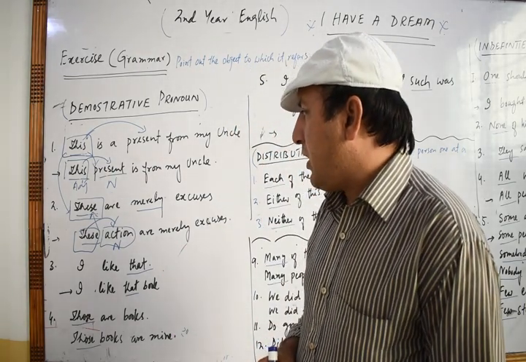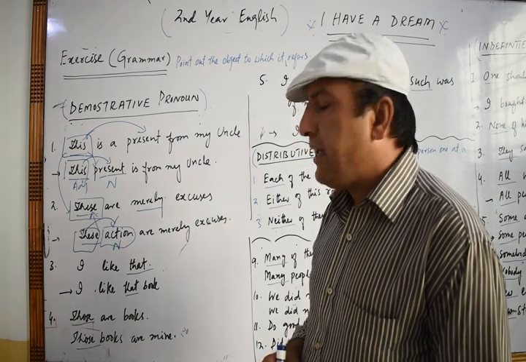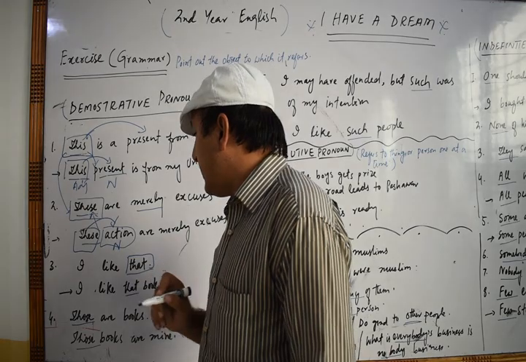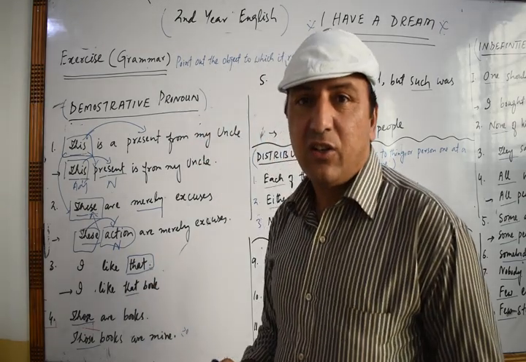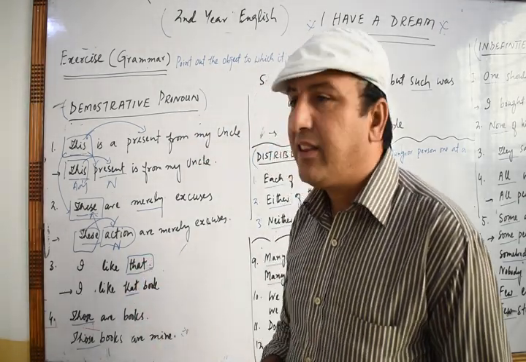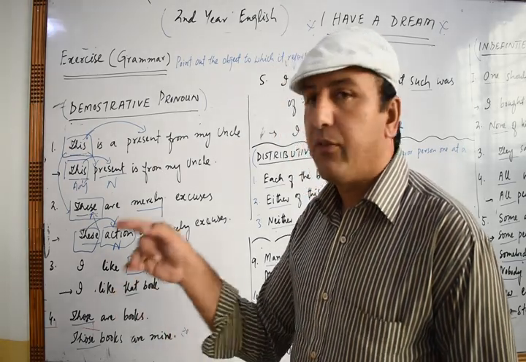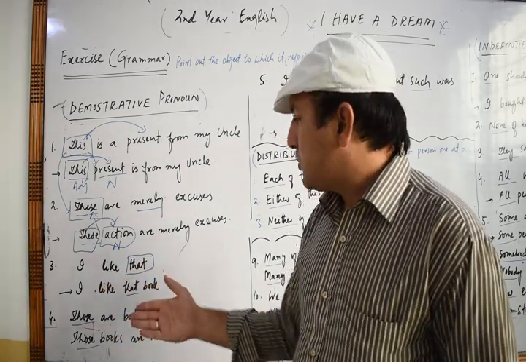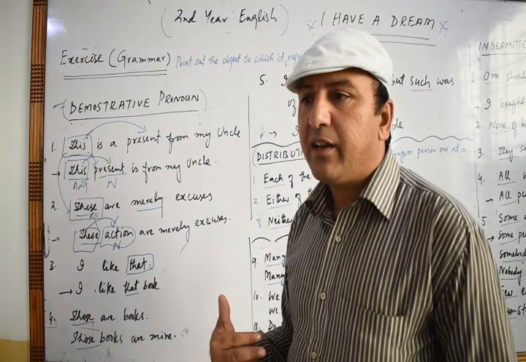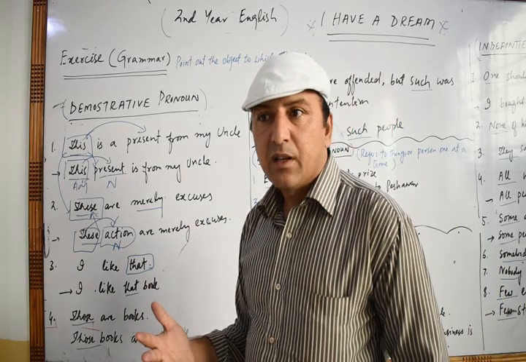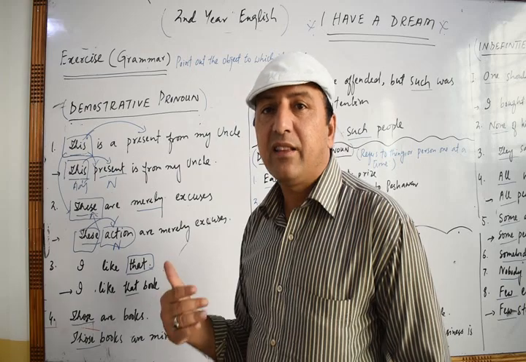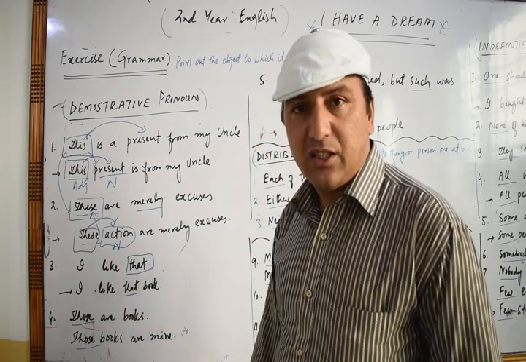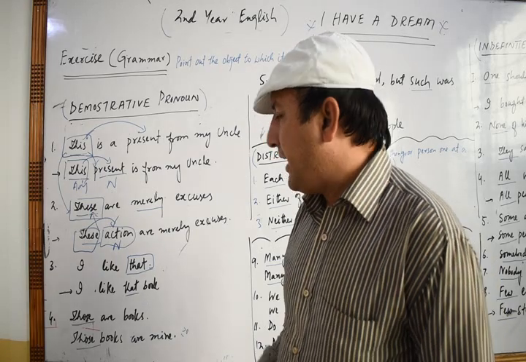Okay, the next we have: I like that. Once again you see we have that. That has replaced a thing which is not mentioned over here. It refers to a thing which is not mentioned here. So that has replaced, for example, I like a pencil. I like that pencil. So pencil has been replaced by that. I like that.